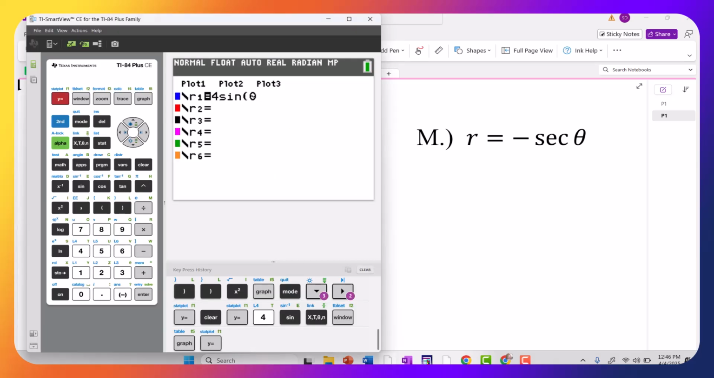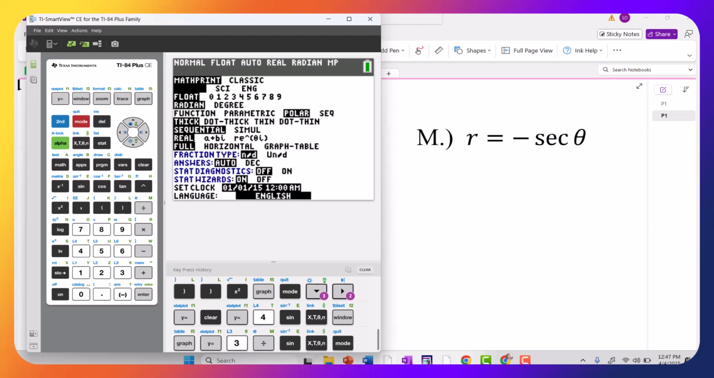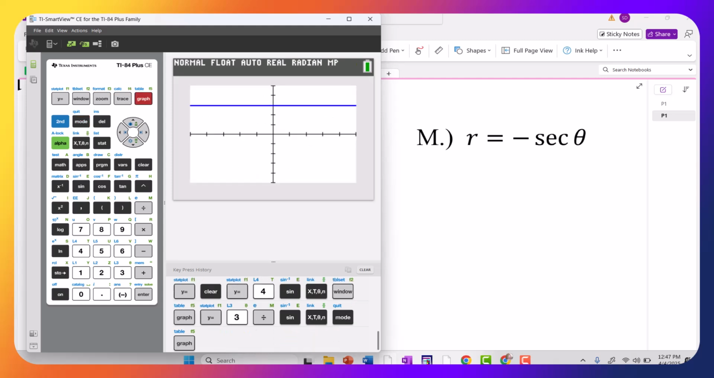What was it? 3 divided by, was it sine theta? Sine theta. You know what else I should have checked? My bad, make sure you're also in radians. I don't know what would happen in degrees. I think it'd be pretty messed up. Boom. Isn't that weird? y equals 3.